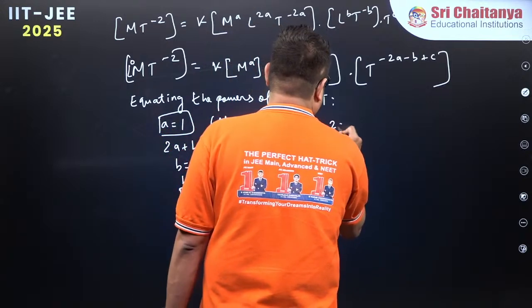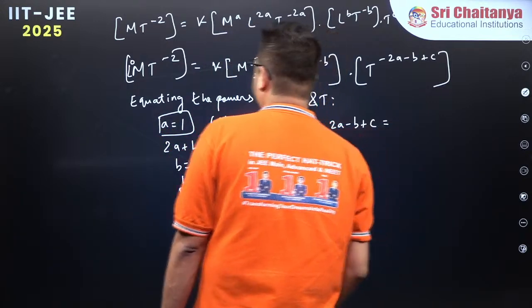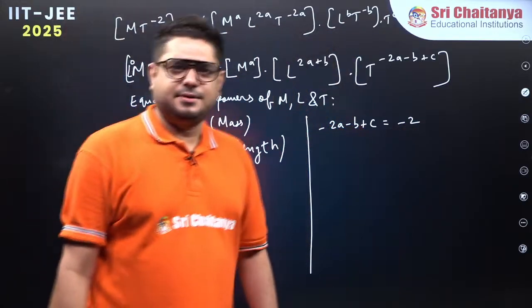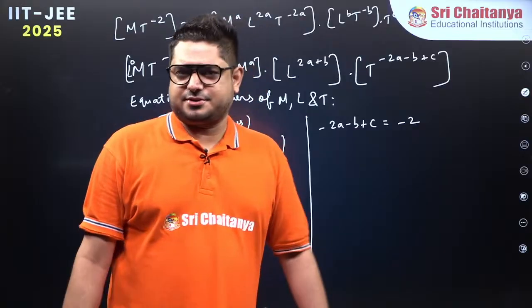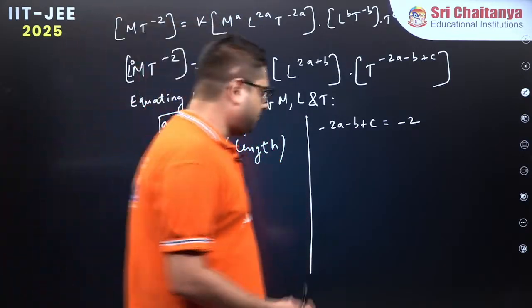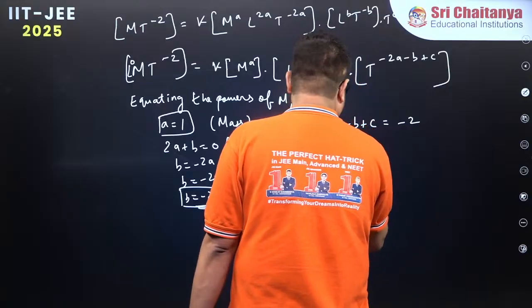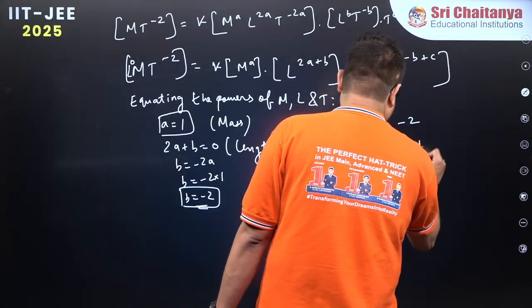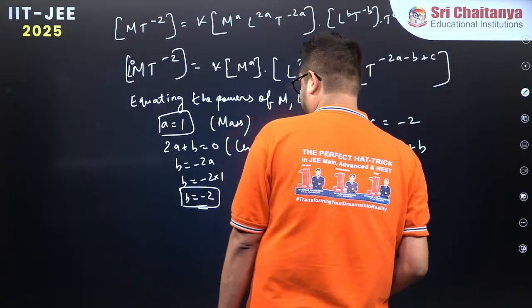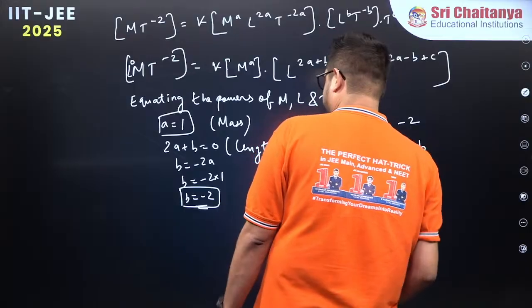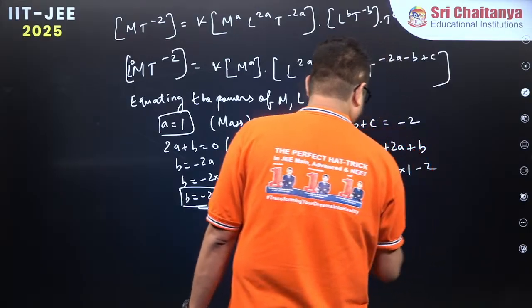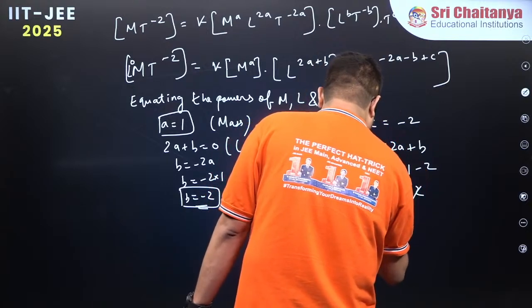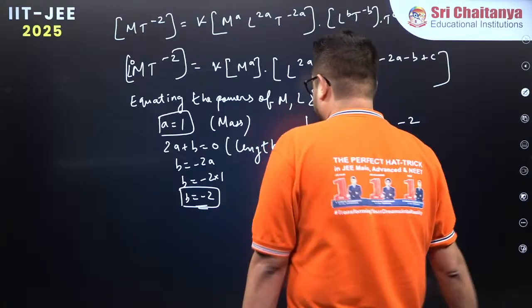So you can see that minus 2a minus b plus c is going to be equivalent to minus 2, because we are having the dimension associated with the time term associated with surface tension to be minus 2, isn't it? We need to calculate c. C will be minus 2 plus 2a plus b. The value of a is 1, so 2 into 1, and b is minus 2. So 2 minus 2 will be 0, and c is minus 2. Are you getting the value of c as minus 2? If yes, give a thumbs up.